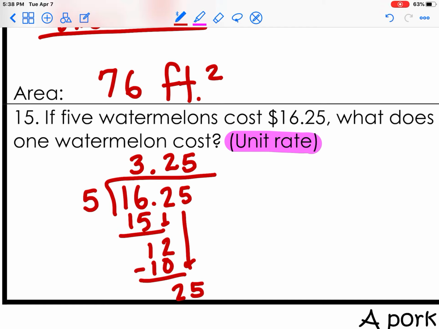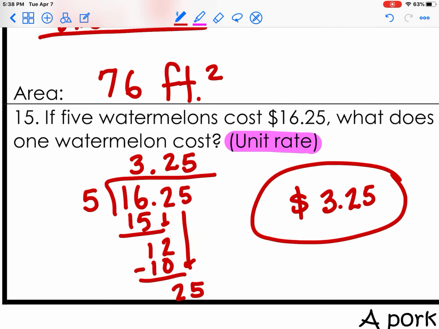So we're done. So each watermelon will cost $3.25. If you want to label that, be sure you put the dollar sign first. Even though you say it differently, the dollar sign goes in front of the amount of money.